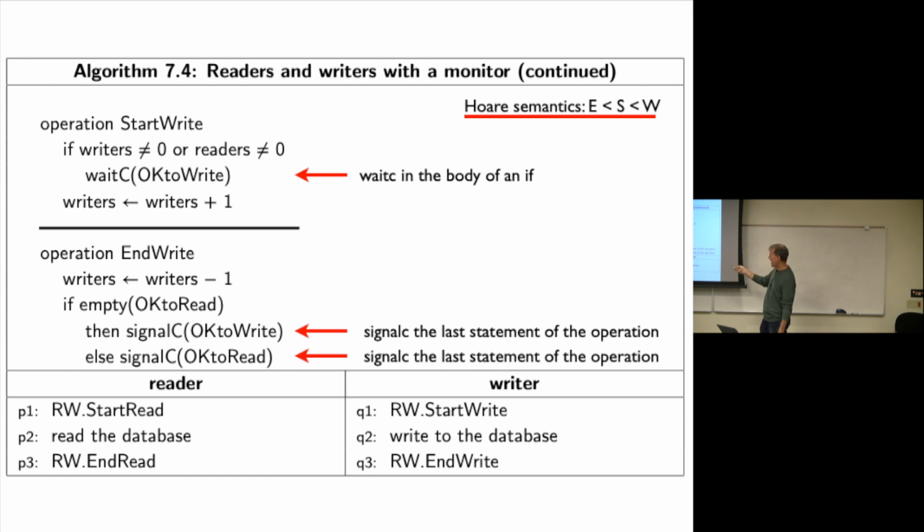Okay. And then after we get unblocked, we do writers gets writers plus 1. That's it. And then operation end write. Now, end write, we're about to leave, so we do writers gets writers minus 1. And now we check what? If what?